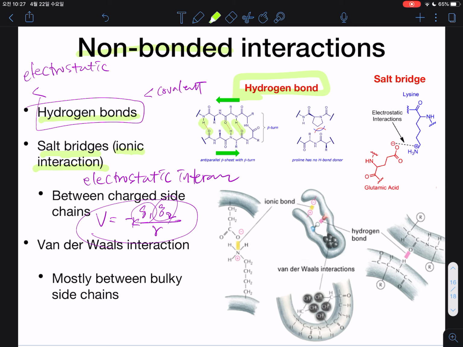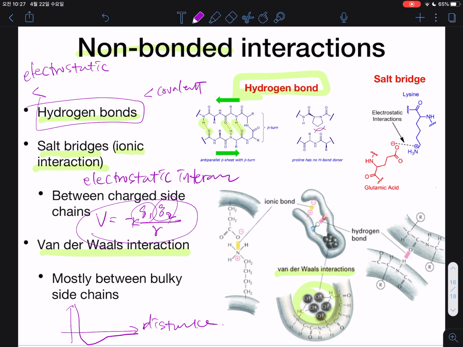And another interaction is the van der Waals interaction. As you know, every atom has van der Waals interactions, whether it is polar or non-polar. Van der Waals interactions act between all atoms, and the van der Waals interaction has a form like this. If you draw the van der Waals interaction, it looks like this, right? The x-axis is the distance between atoms.